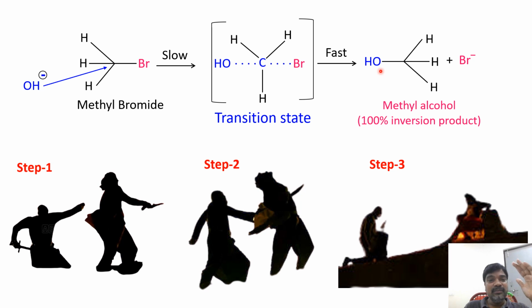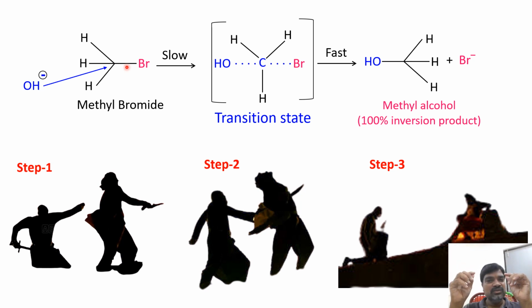So finally, what is happening? The OH minus nucleophile is attacking from the backside of the leaving group. Then a transition state is formed. This state is highly unstable. The formation of the transition state is the slow step or rate determining step. After formation of the transition state, it immediately converts into the corresponding alcohol with 100% inversion product.